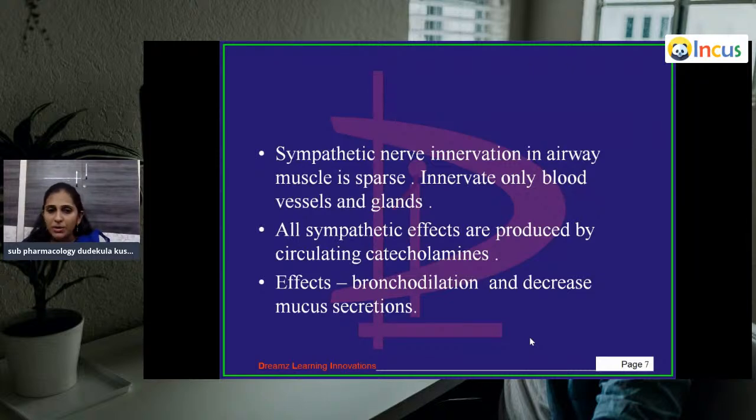This is one more important PG bit. Only parasympathetic innervation is present in bronchial muscle. Sympathetic innervation is very sparse.